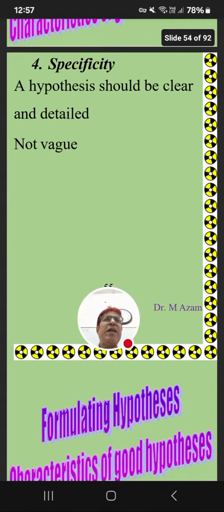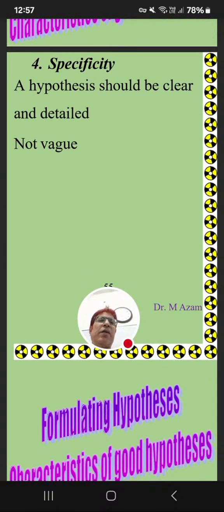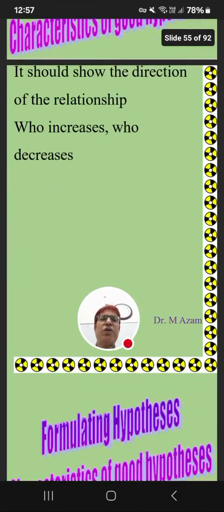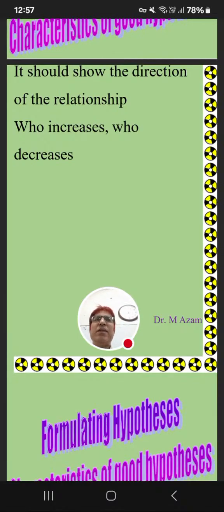And specificity, the fourth characteristic of a good hypothesis. A hypothesis should be clear and detailed. It should not be vague. It should show the direction of the relationship: which variable increases, which decreases. The hypothesis should show the direction of the relationship between variables.